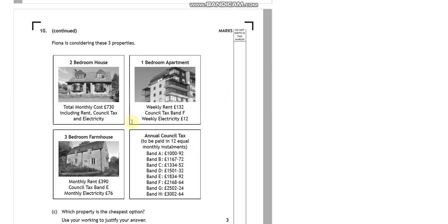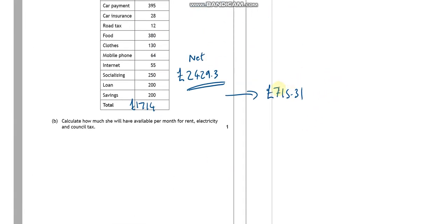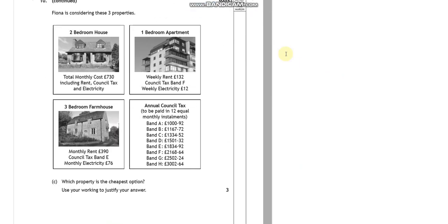And now she's saying she's got 3 properties. Which property is the cheapest option? Okay, so we've got a monthly cost, including rent, council tax, and electric. So that's her budget, isn't it? 715.31, and that's all there. Fantastic. The only thing we need to work out is, do we have any council tax to be added? We've got a monthly cost, including rent and council tax. That's great. Nothing to be added there.